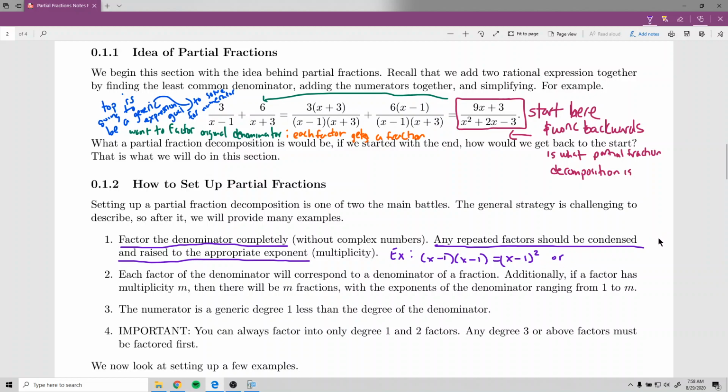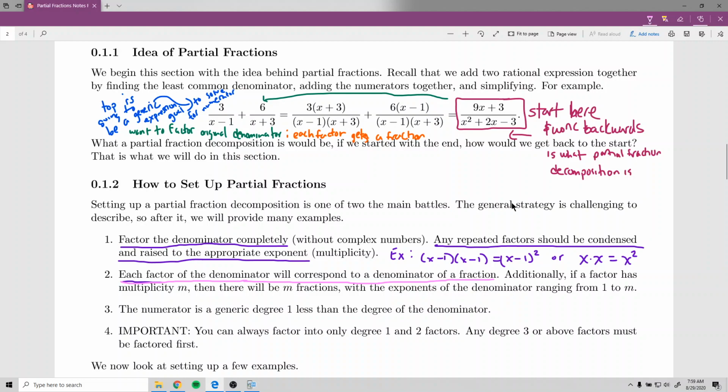And one that most people, when they see it in a problem in this section, don't associate with multiplicity, is if you have just x times x being x squared. We have to think of x squared as being x times x in this section. If we have any problems like that, you'll see them below. We will definitely have a repeated multiplicity at some point though. Each factor of the denominator will correspond to a denominator of a fraction. That's what I have above in green.